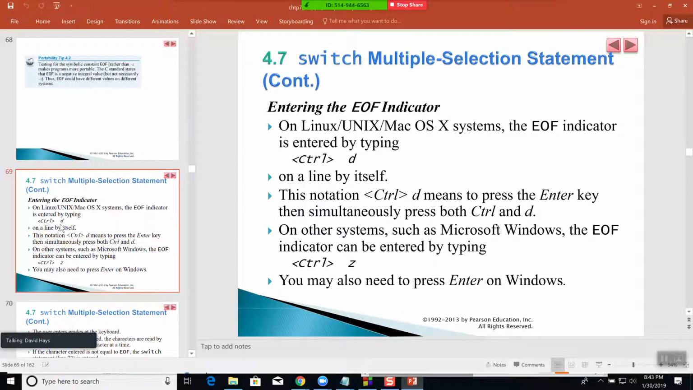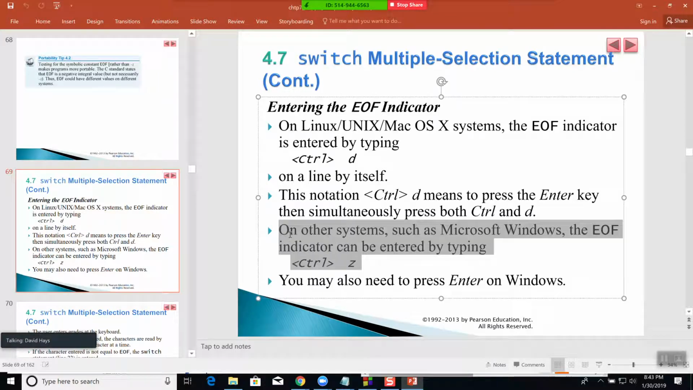Okay. This says on Linux you do Control D to do the end of file. I did Control C, but this indicates Control Z. That's interesting. You may also need to press Enter on Windows.